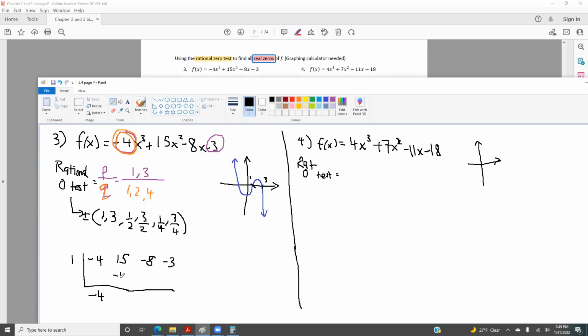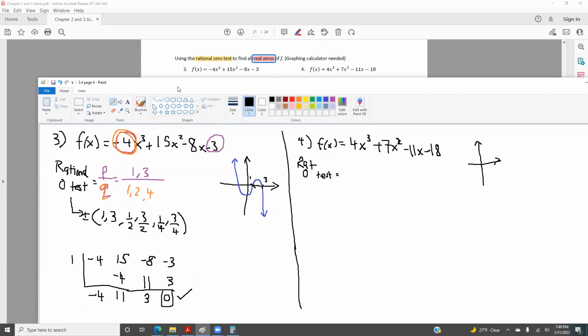You get a -4. It should work because you know 1 or 3. I think you can do either one of these. This will give us 11. This will give us 3. This will give us 3, and this will give us 0. So this works in this case.